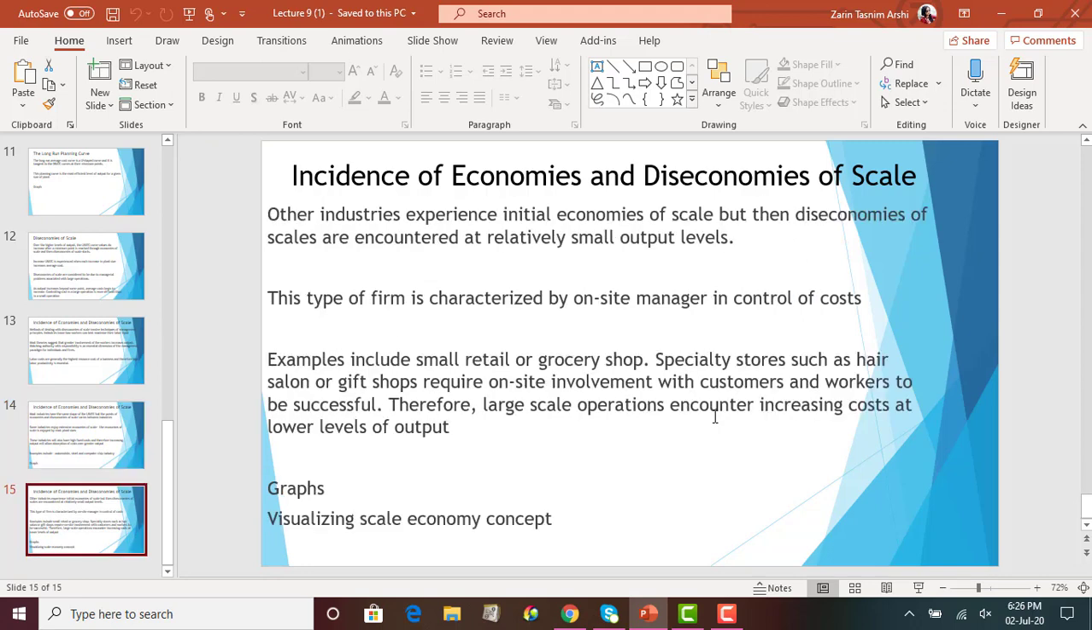On the other hand, industries such as grocery stores or hair salons are small shops run by one manager, and it's a small operation. There's an on-site manager who controls the cost. For them, we will see that they will experience economies of scale for a short period of time, at relatively small output levels, because their industry is very small. Again, the example would be a small grocery shop or a hair salon.